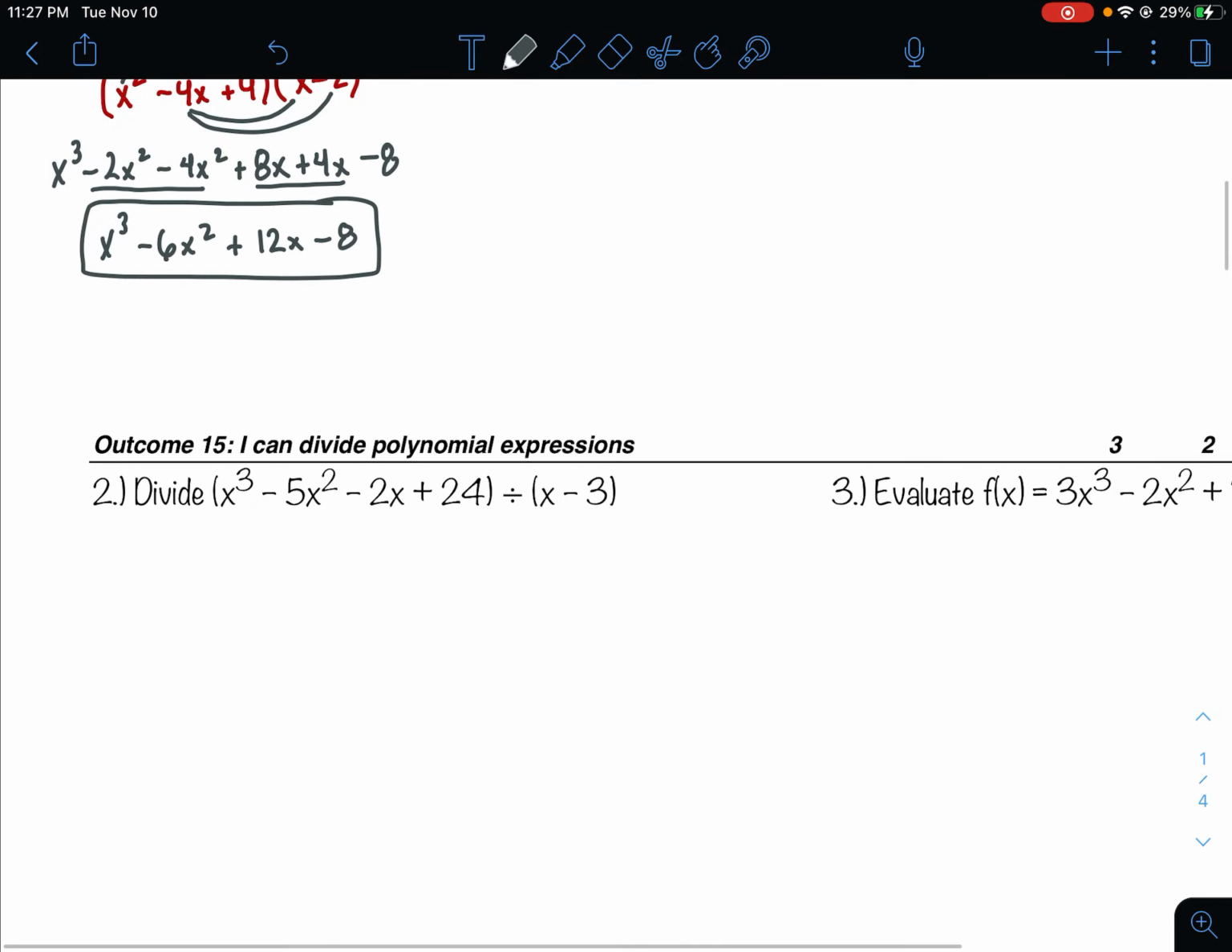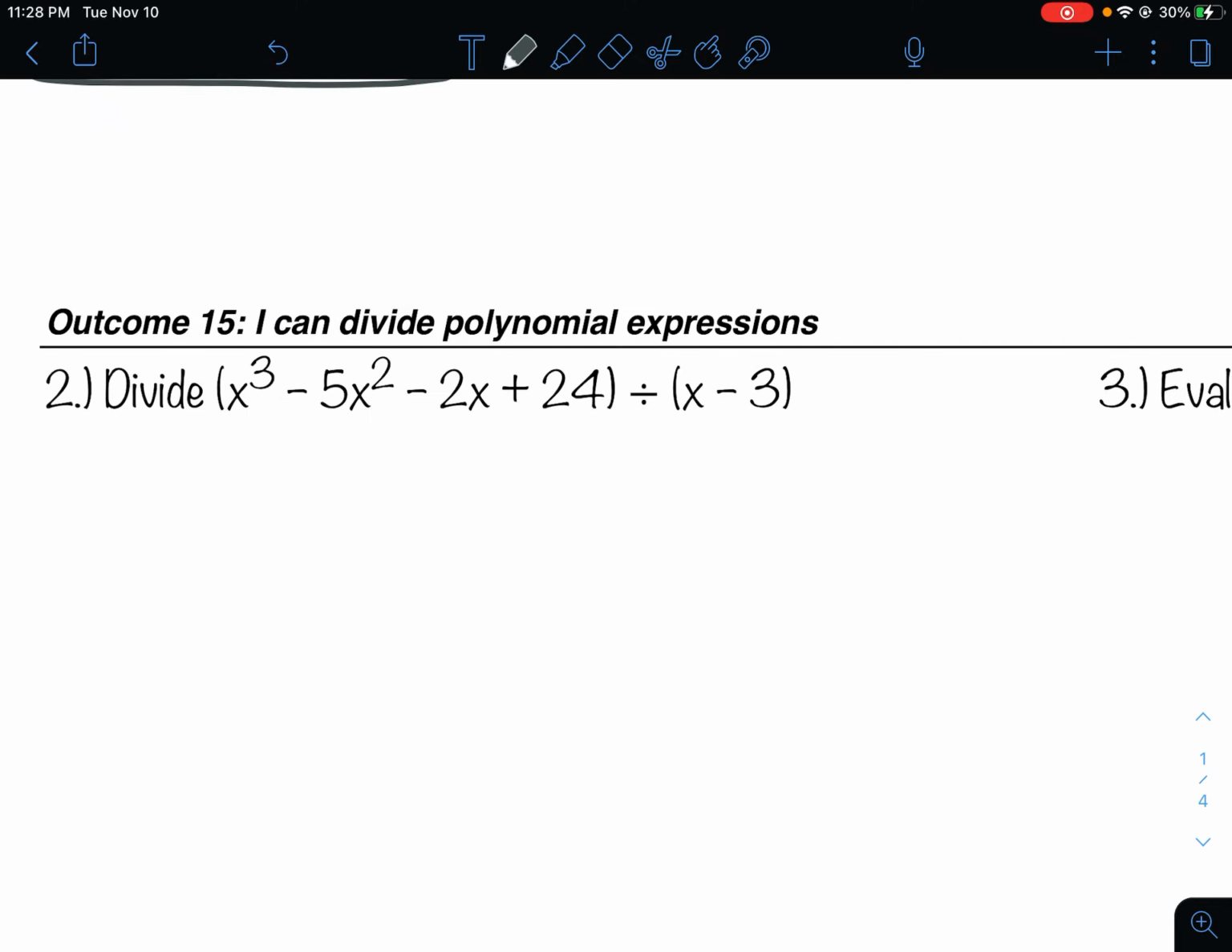Moving on, outcome 15 is all about dividing polynomials, and this is where we introduced synthetic division. That's the only thing you have to do here. We used to do long division, but now we just do synthetic division. When you're doing division, you have to ask yourself, what makes the divisor 0?